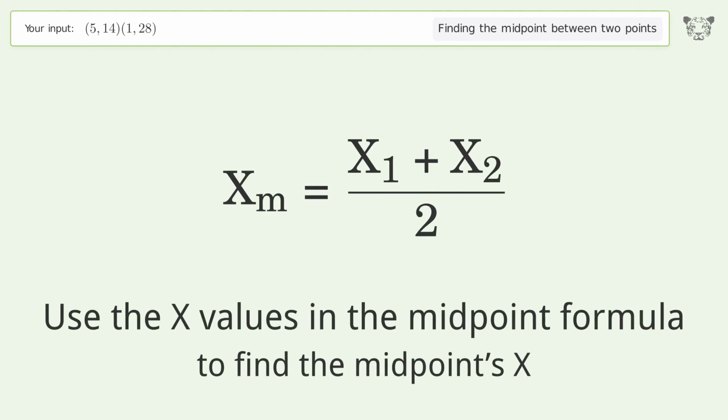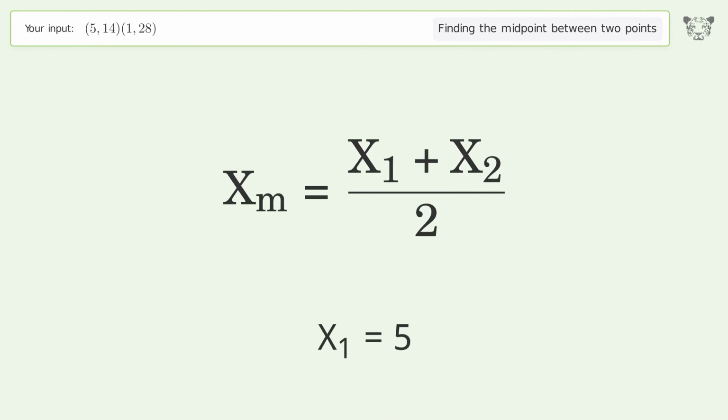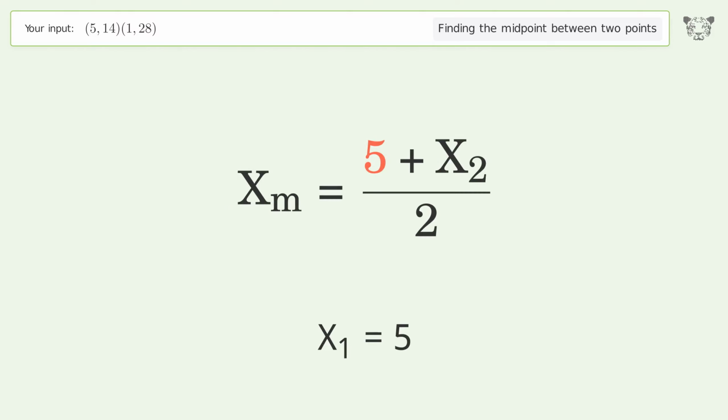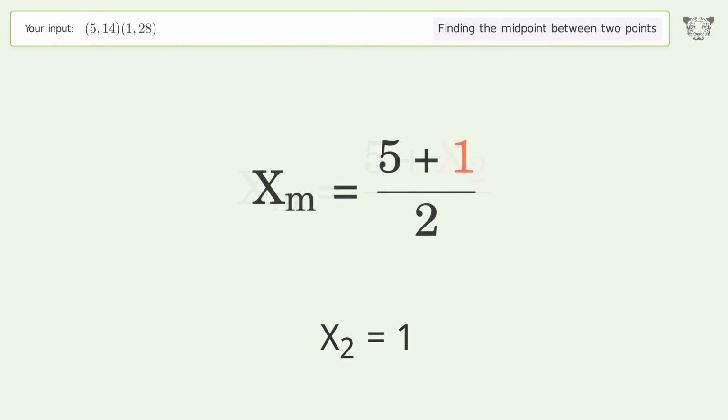Use the x values in the midpoint formula to find the midpoints x. x1 equals 5. x2 equals 1. Simplify the arithmetic.